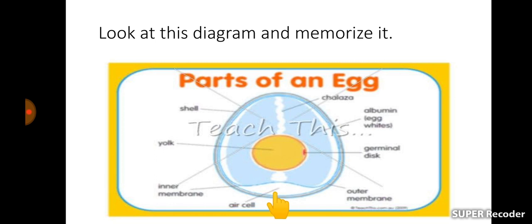And then at the base of the egg, if you see, there will be a membrane and there will be an air sac. There is no liquid in this part. This is known as the air cell.